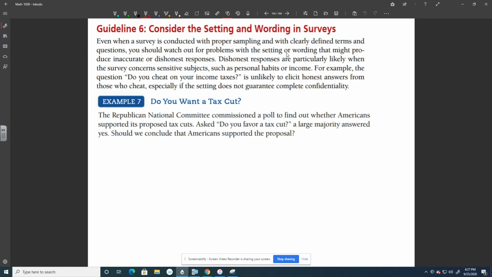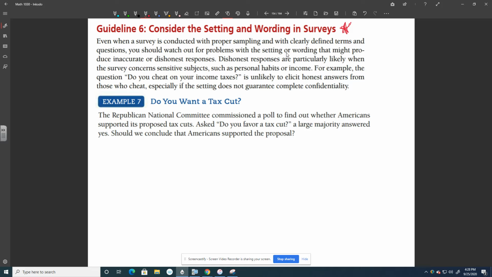Okay, number 6, consider the setting and the wording. Oh my gosh, is this one important? Okay, the setting and the wording in the surveys. So without trying to read this too much, a lot of times when people are asking questions in surveys, even though it's anonymous, if you pick a certain answer, you're being honest with yourself.